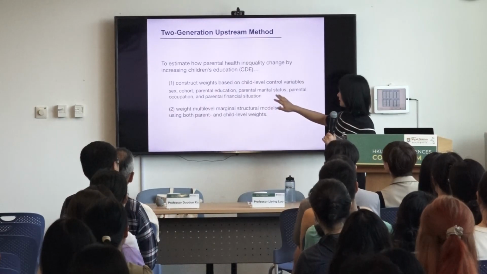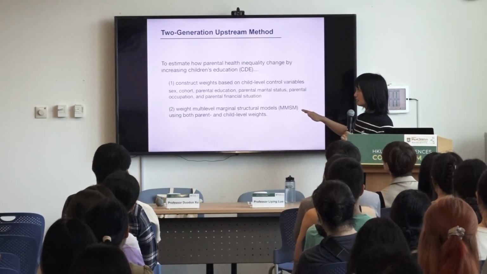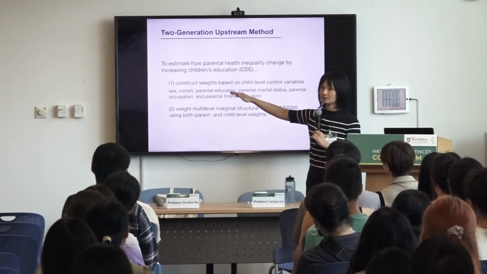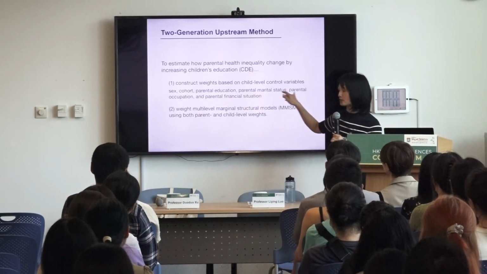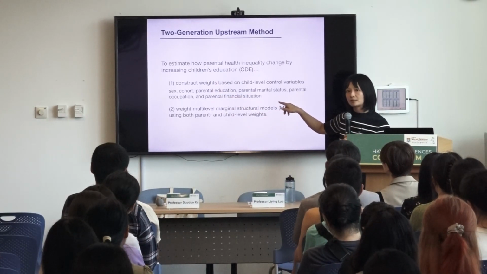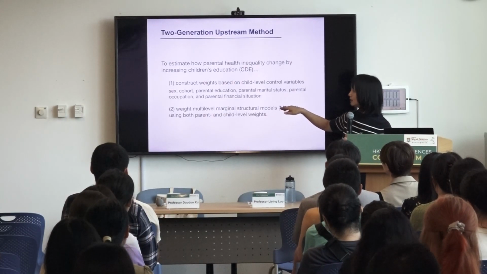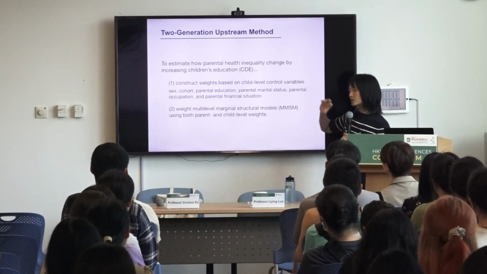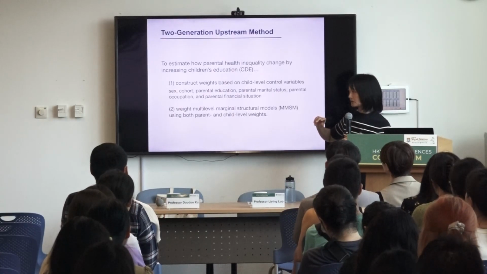These variables, parental marital status, occupation, and financial situation, have a higher level of missingness. For all those other controls, we have less than 2% missing data, but for the last three, we have a higher percentage of missingness. About 13% of the children of the HRS respondents reported missing information. So we use multiple imputation, and we also compare the data with and without imputation, and they are very similar.